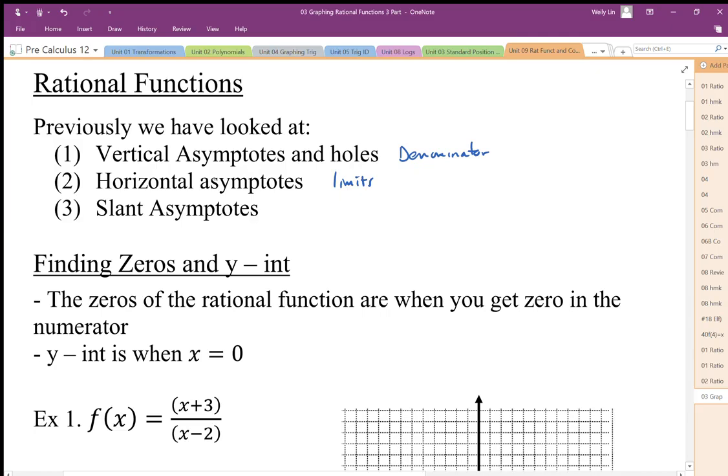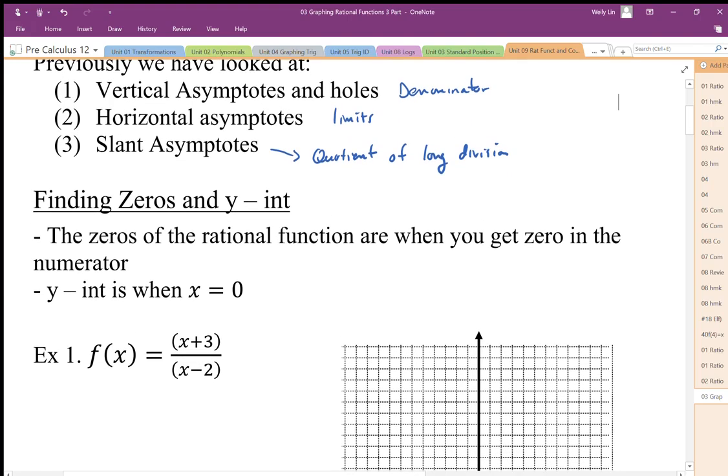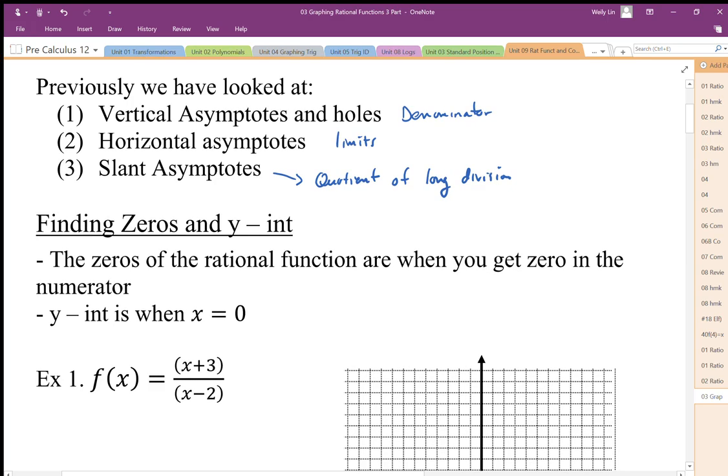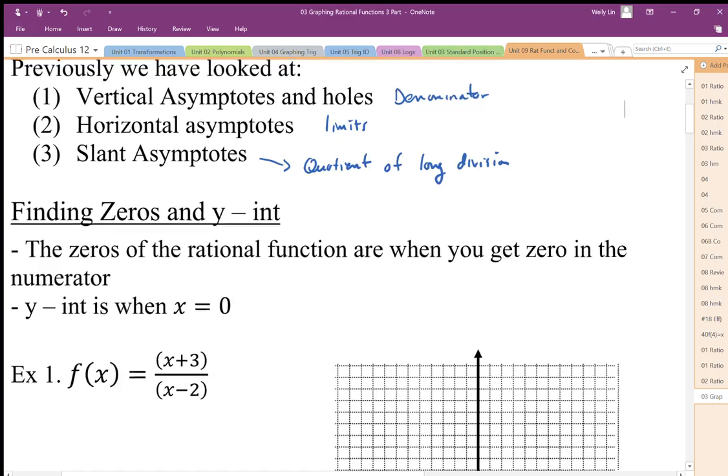Or we can do this by long division, find the horizontal asymptote from the quotient. And the slant asymptote we get from the quotient of long division. The slant asymptote, sometimes called the oblique asymptote, that line, the equation of the line, we find from the quotient of long division. So we're going to focus on looking for other points on graphs and finding zeros and the y-intercept on a graph. And these are easy points to find, so we want to use these.